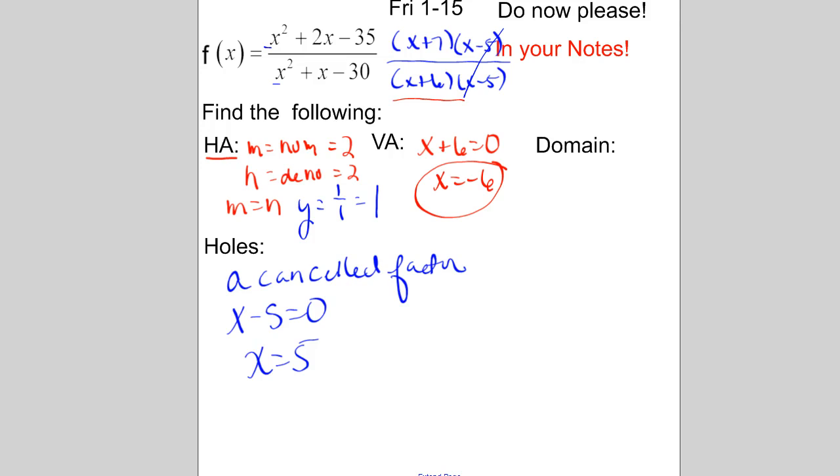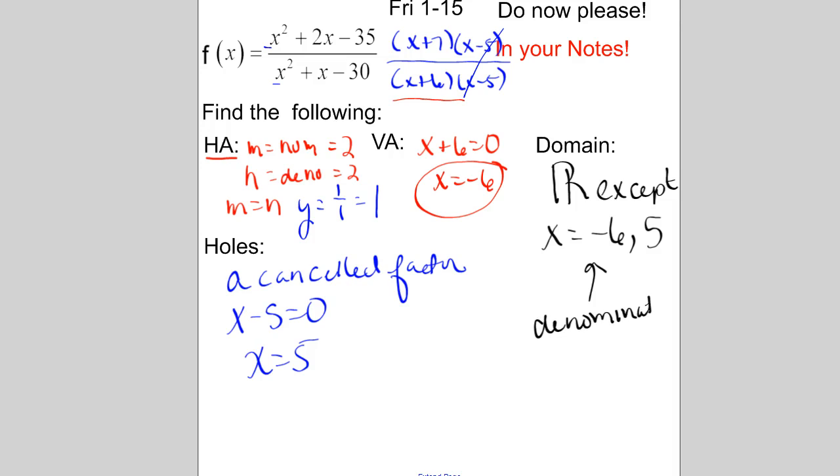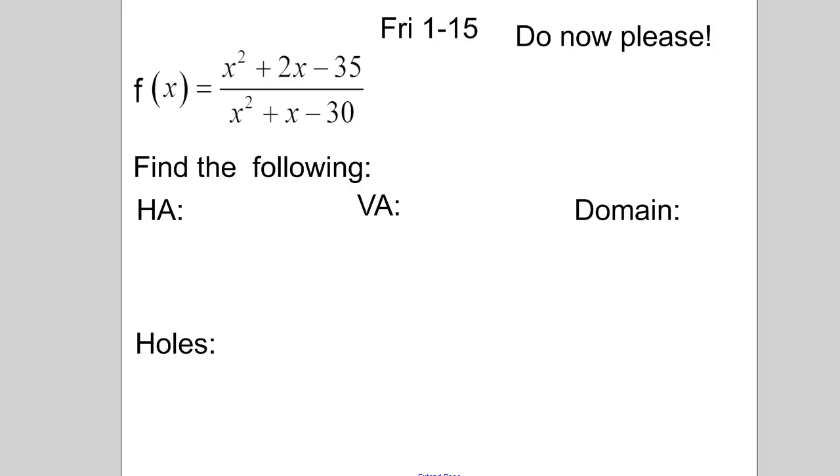And my domain, if you remember from yesterday, was all real numbers except the two things I can't have. I can't have a denominator of 0. Where does that happen? At negative 6 and at 5. So it's all real numbers. I can use any number on the planet except negative 6 and 5. Where did those come from? From the denominator. So when you were finding the restrictions last week, it's the same thing. You're just finding domain. So when we apply it to the graph, we're talking about domain. All right, let's move on.